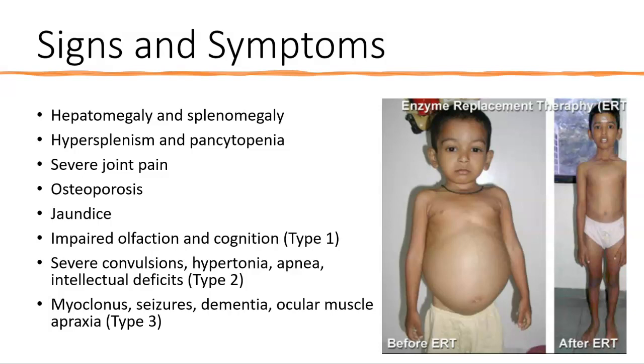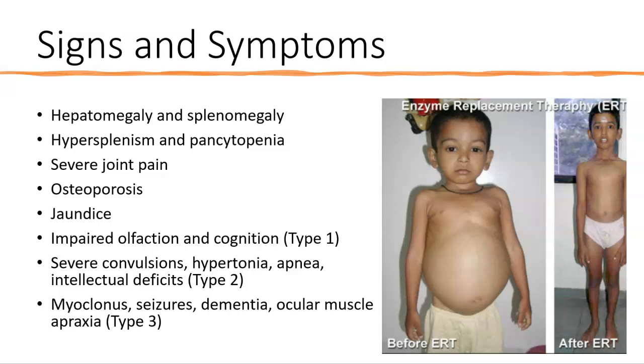Classically, with hepatomegaly and the enlargement of the liver, as well as the decreased function of the liver, this will cause the skin to have a jaundiced or yellow to yellow-brown appearance. Some of the symptoms directly related to certain subtypes of the disorder include impaired olfaction and cognition, as seen in type 1 Gaucher disease. And then for type 2, severe convulsions, hypertonia, apnea, and intellectual deficits. And then with type 3, myoclonus, seizures, dementia, and ocular muscle apraxia.